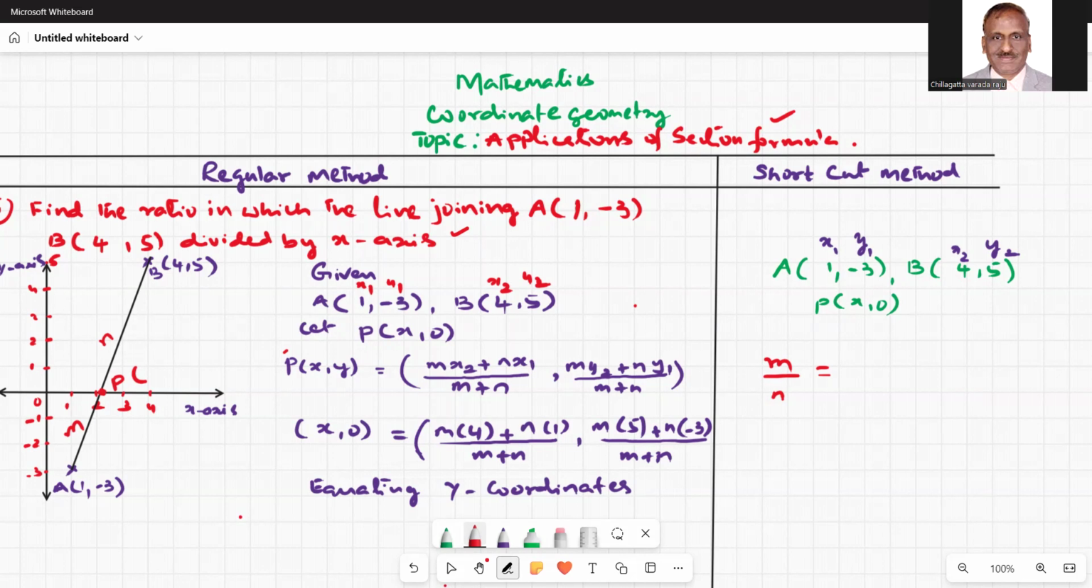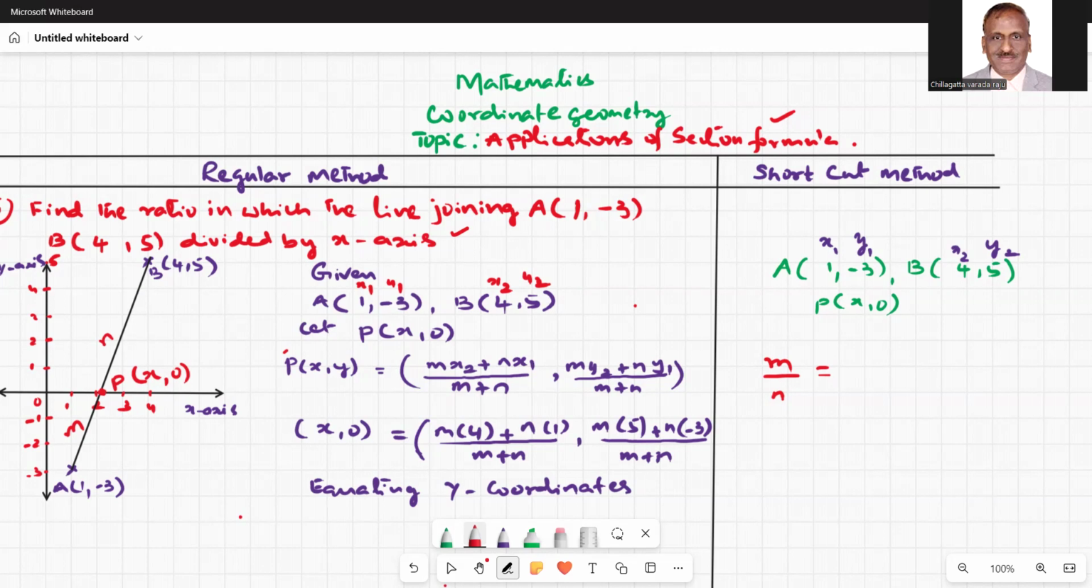You know that on the x-axis, the y-coordinate value will be 0. So let me take the point as (x, 0). This is how it looks on the Cartesian system. In the question, what is being asked? Find the ratio in which the line joining the points A(1, -3) and B(4, 5) is divided by the axis. I plotted it on the Cartesian system, and you can observe the entire figure. What you need to find out is the ratio m is to n.